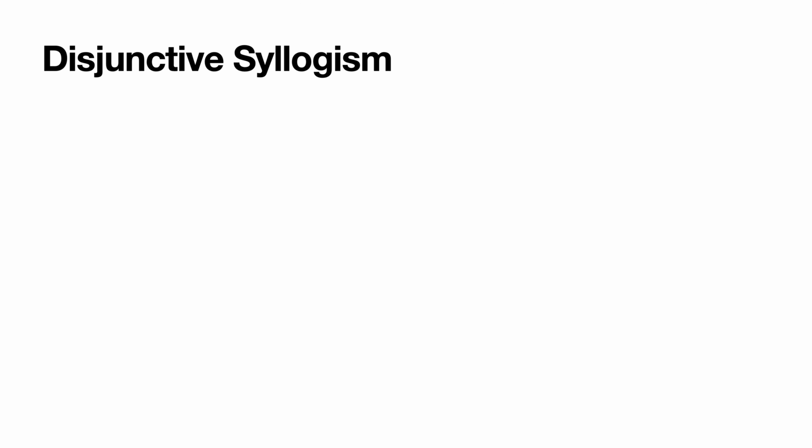So the first one we're going to talk about is the disjunctive syllogism, and it goes like this. Premise 1, A or B, so this is the disjunction here, hence the name disjunctive syllogism. Premise 2 tells us not A, and as a result our conclusion is therefore B.